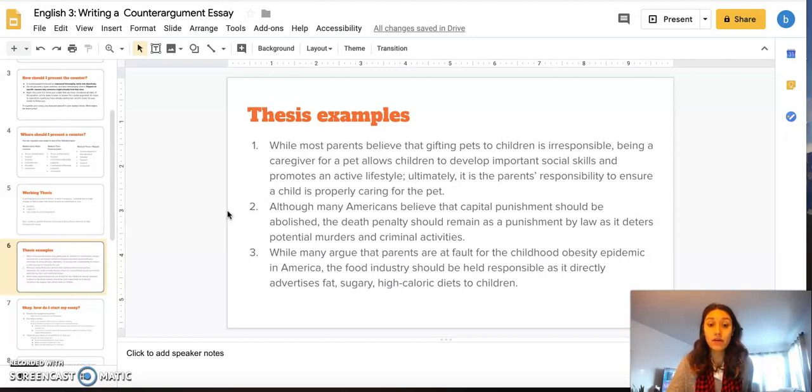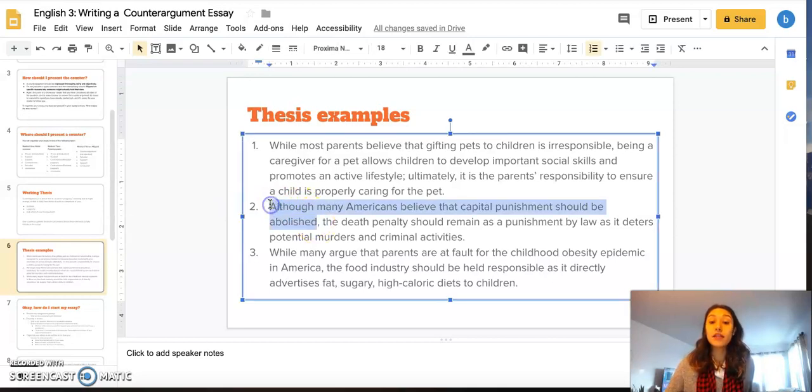First, it provides a hint of counter-argument. This is what some people think. This is what the opposition believes. Then it presents the actual argument. The death penalty should not be made illegal. It should continue on. And then the supports. Why should it continue? Why should it not be made illegal? It deters potential murderers and criminal activities.